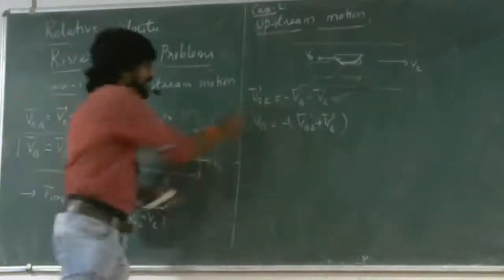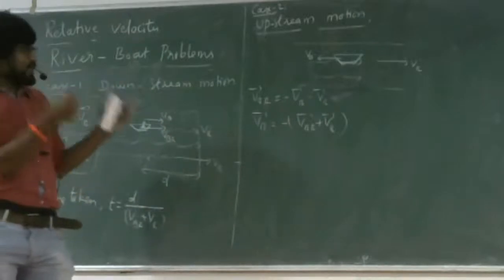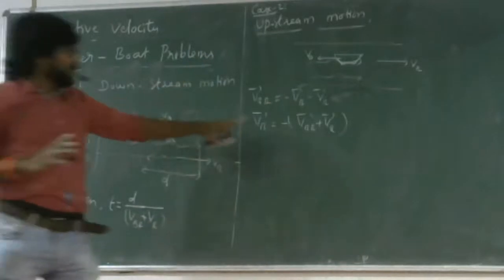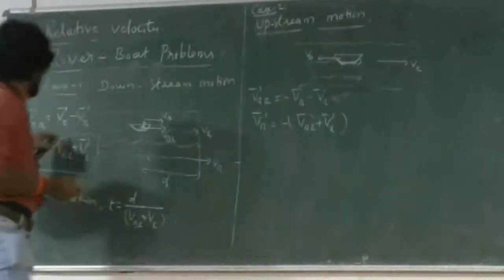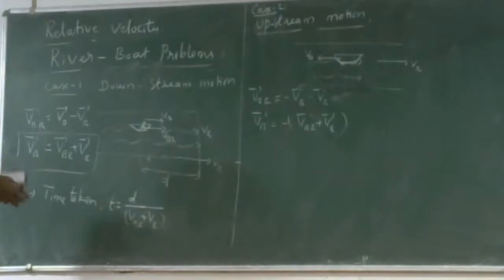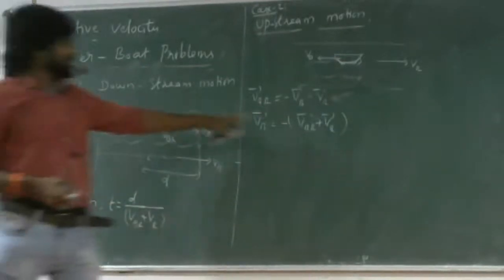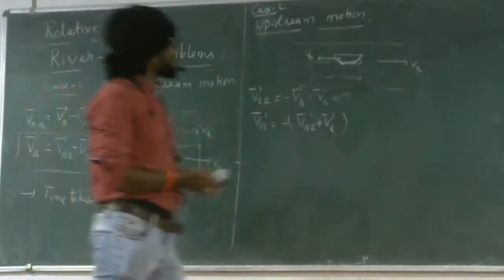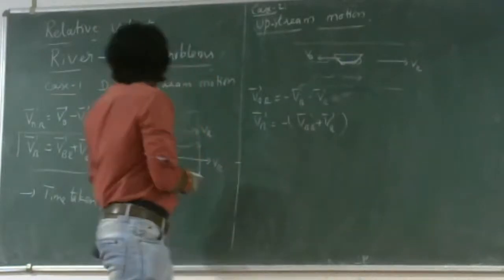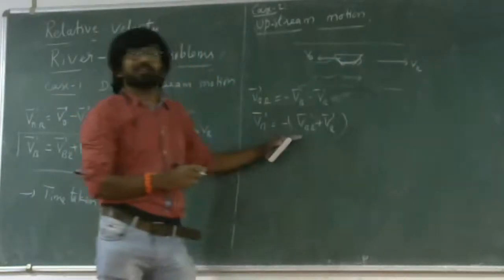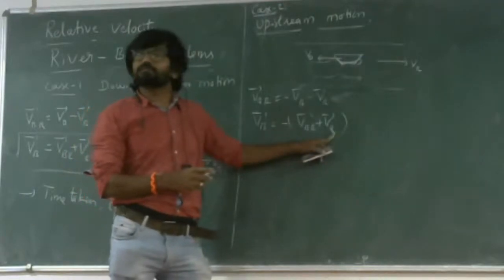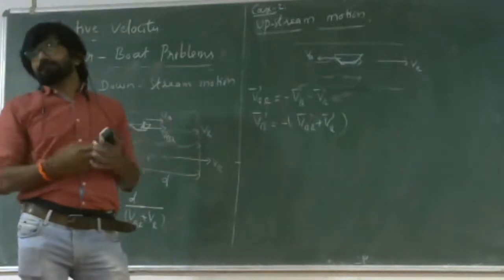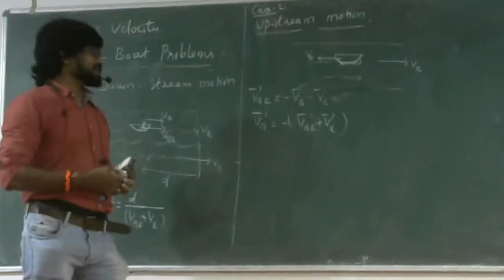So here the sign tells about the direction. The direction of velocity of the boat, as you observe from the ground, is opposite to the river flow. That is the meaning of the sign. Is it clear? The other way, you can also say the velocity of the boat with respect to ground is minus of this. Now, what is the time taken by this to cover a distance d?